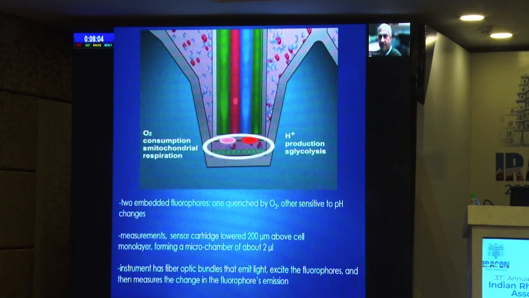For the measurements, the sensor cartridge is lowered 200 micrometers above the cell monolayer, and it forms a micro chamber of about 2 microliters. The instrument has fiber optic bundles that emit light and excite the fluorophores, and that measures the change in the fluorophore's emission.